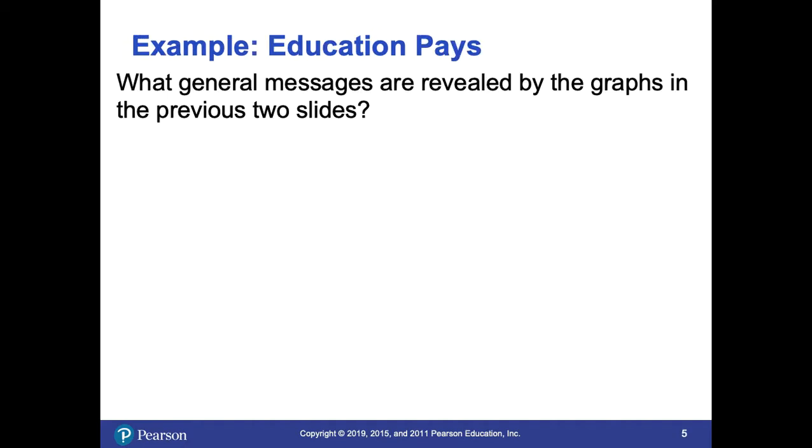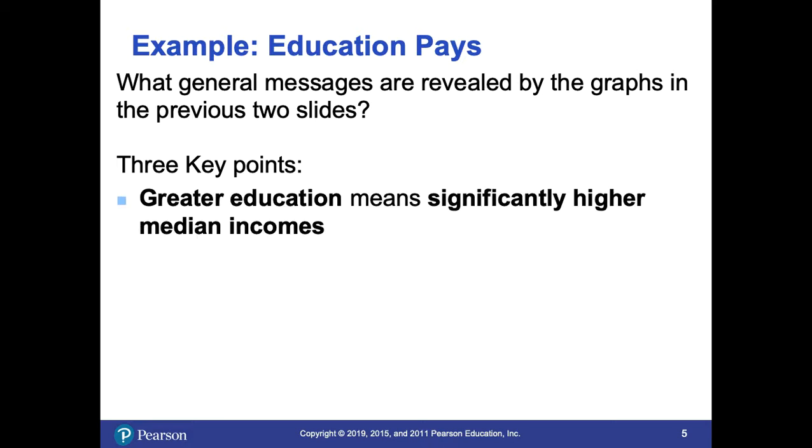So what are some general messages that are revealed by the graphs of the previous two slides? We saw that the first one was basically talking about how men on average make more than women for certain salaries and for certain degrees. There are three key points to point out here. First of all, greater education does usually mean significantly higher median incomes. The more education you have, typically, not always, but typically means that you tend to get a higher income out of it.